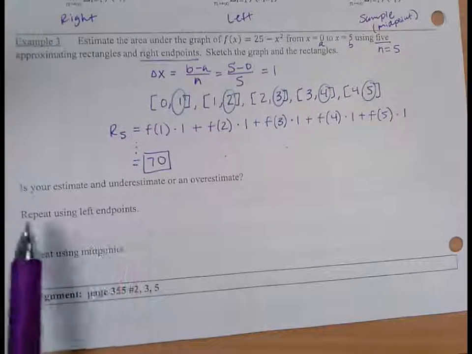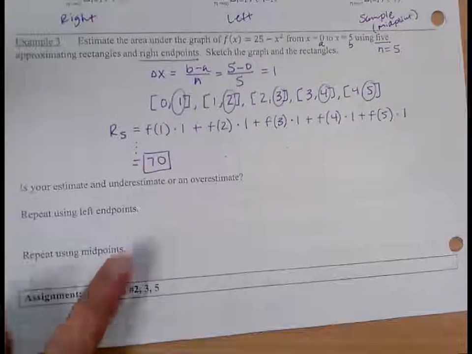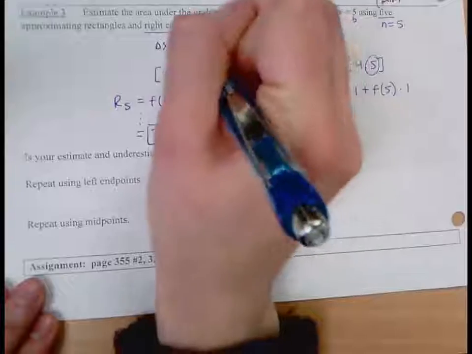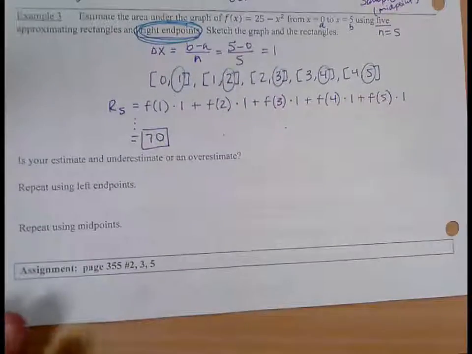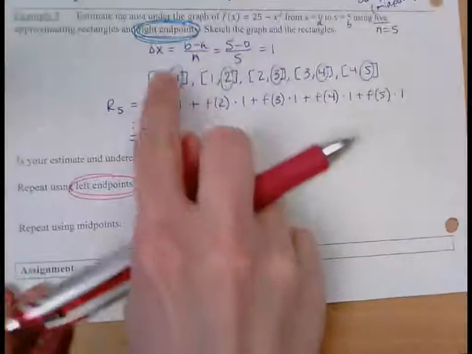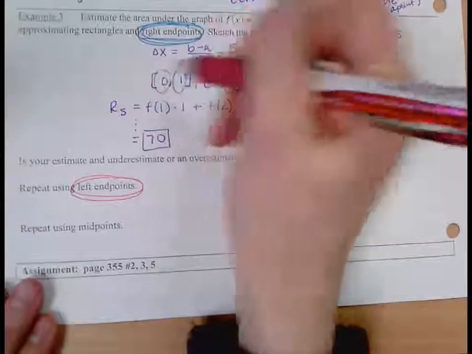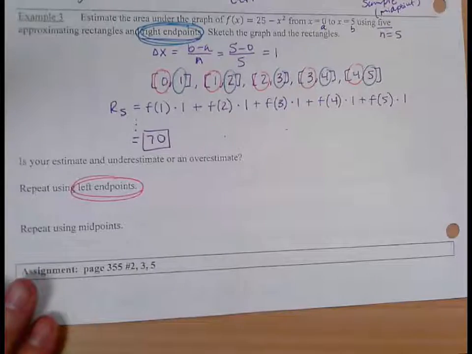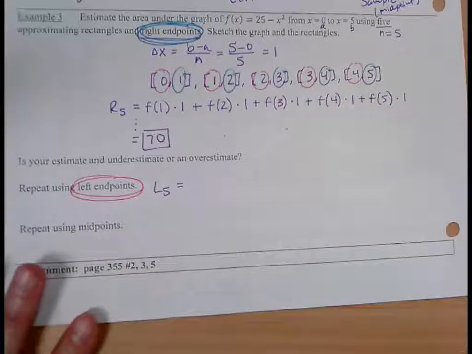All right, so then I want to show you how this would be set up if you use left endpoints. So right endpoints, I circled up here in teal. Left endpoints, I would still have the same delta x. I still have the same intervals, but now the left x values in each interval determine the height of my rectangles. So this is how L sub 5 would be set up.